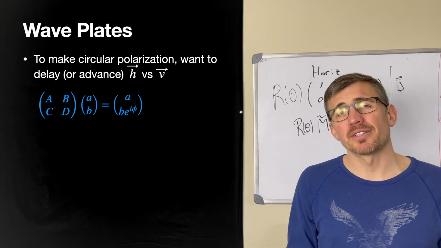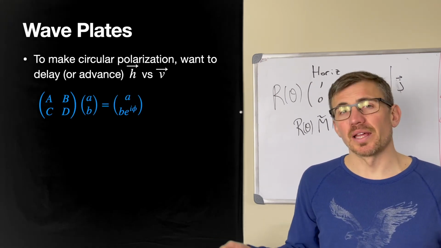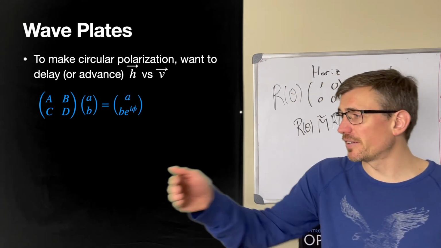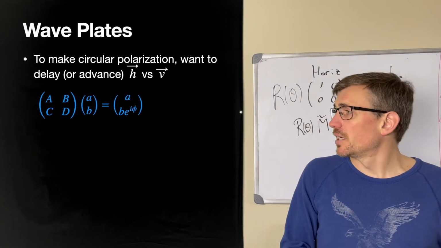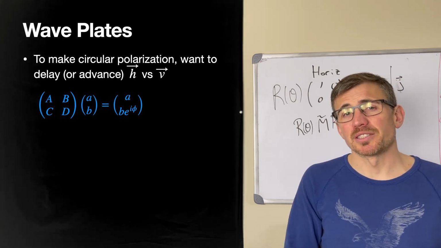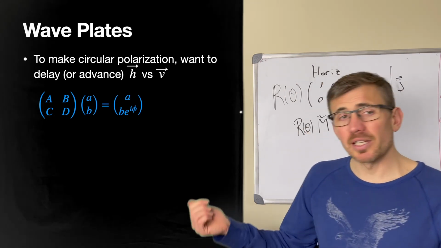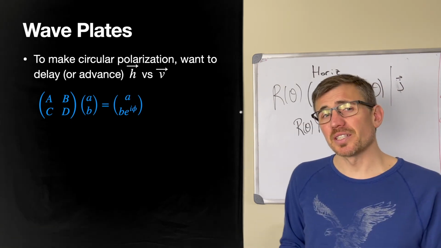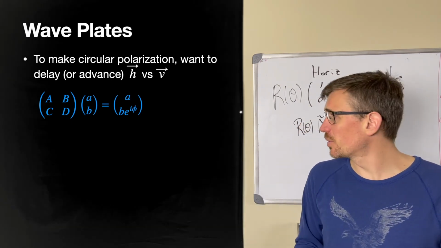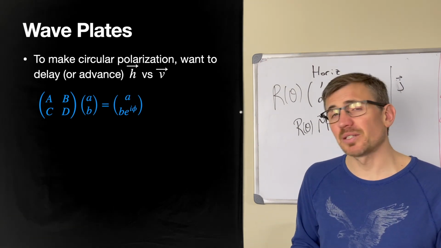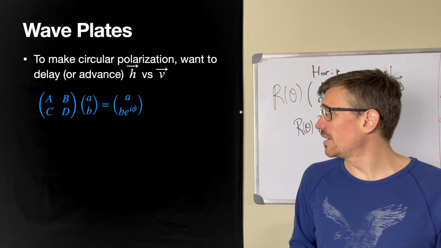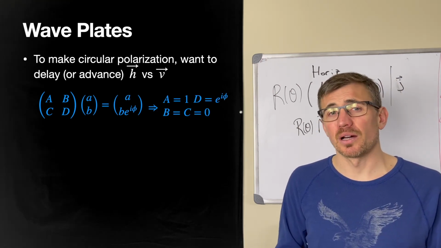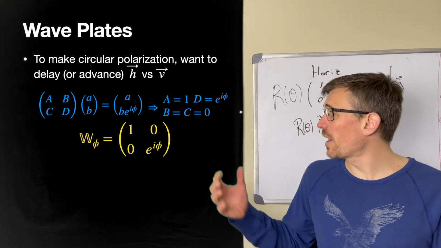So in general we're going to have a setup like this. A delay is just a phase shift. Whether or not it's positive or negative tells us it's a lag or a lead in time. But it's just going to be some overall phase applied to one of the components. So again, we can stare at this vector and find out what we need to happen. So if we stare at this, we see a particular solution. If A is equal to 1, D is equal to e to the i phi, and B and C are both 0, we get exactly what we want, right? No matter what goes in. And this is what we call the wave plate.